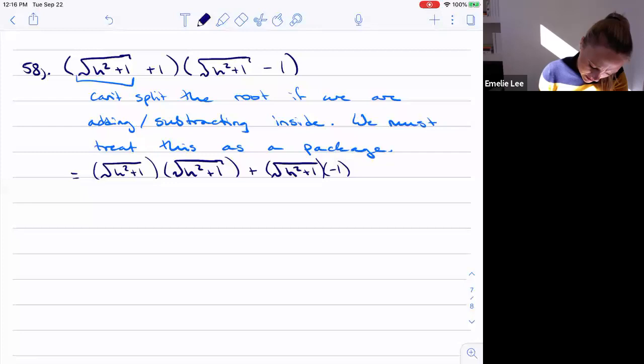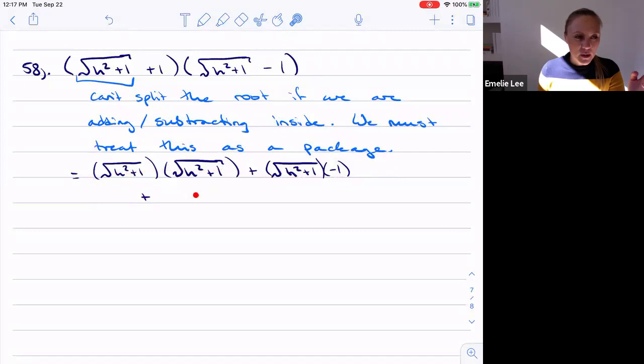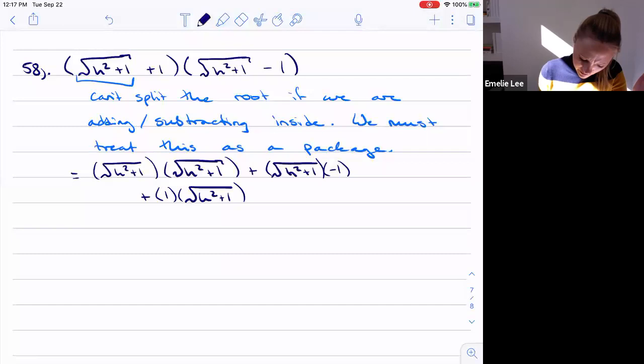Plus, notice here, if I run out of room, typically what I do, or what you should do, is bump in your plus sign from your equals, and then it's clear that it should just keep going and you read it across like that. Just math things to learn as we go. So now I've got 1 times the root of h squared plus 1, and then plus 1 times negative 1.